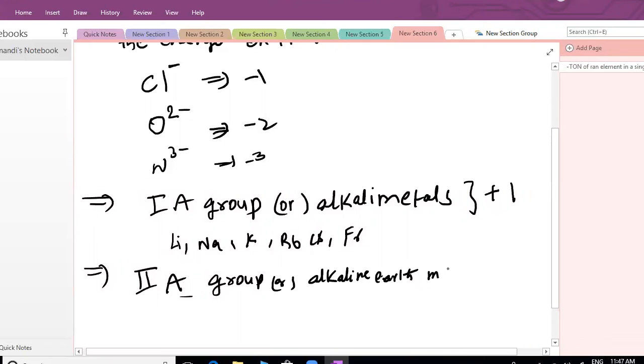Earth metals like beryllium, magnesium, calcium, etc. can show +2.